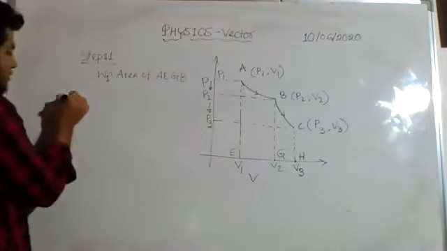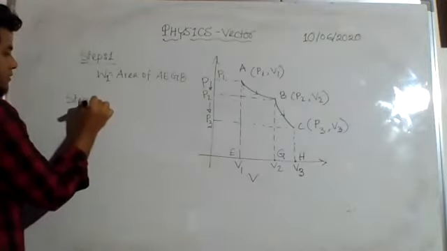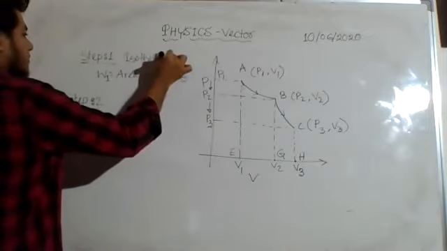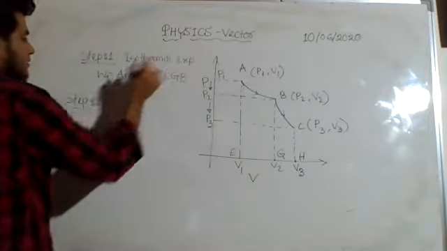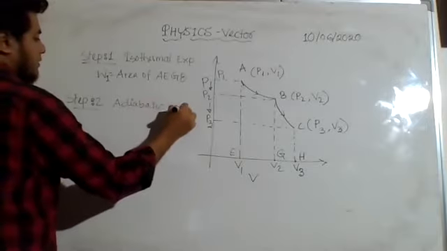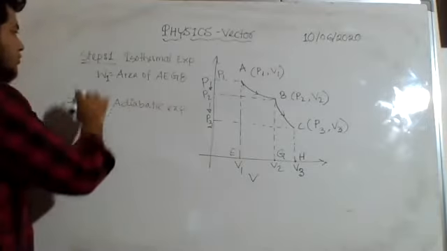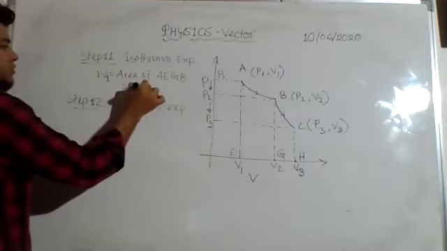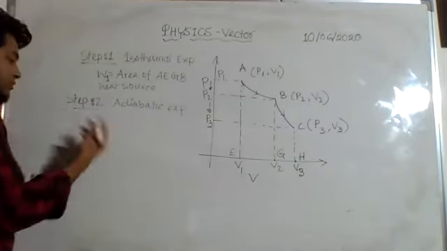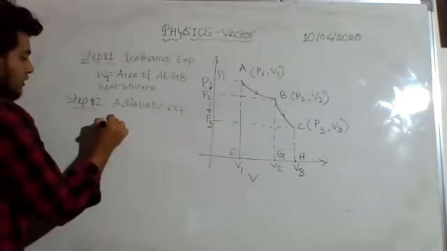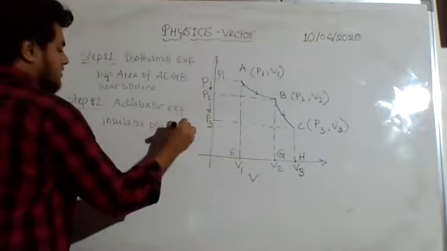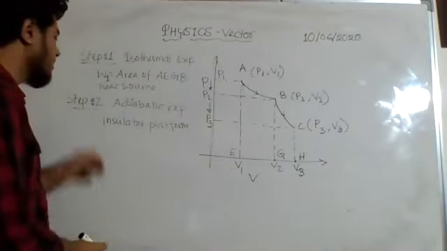So step 2. In step 2, it is also better if I mention that this is isothermal expansion, and this is adiabatic expansion. And also we should mention that the cylinder is kept on the heat source. Okay, and in step 2 it is adiabatic expansion. Why? Because the heat source is kept on an insulator platform. These are the important points you have to mention in each step.